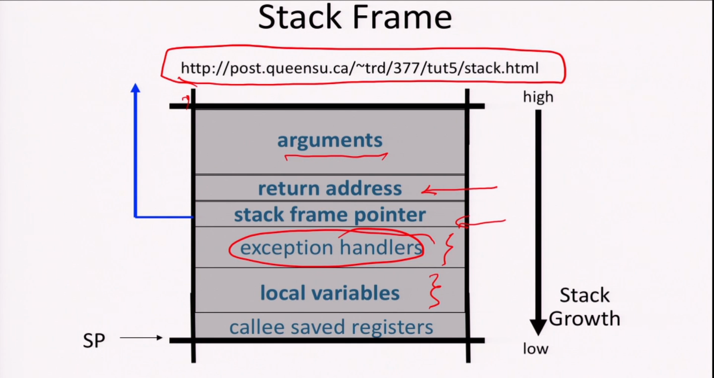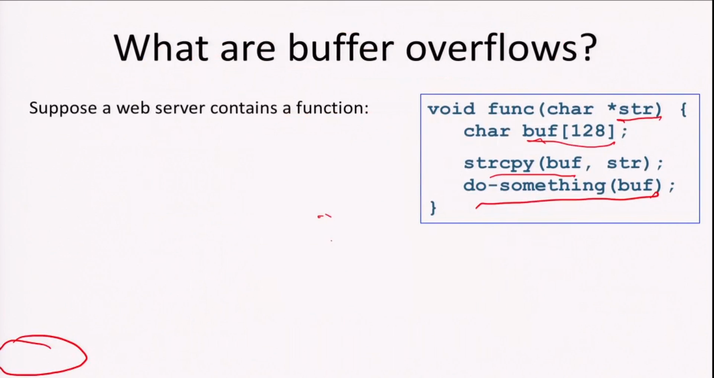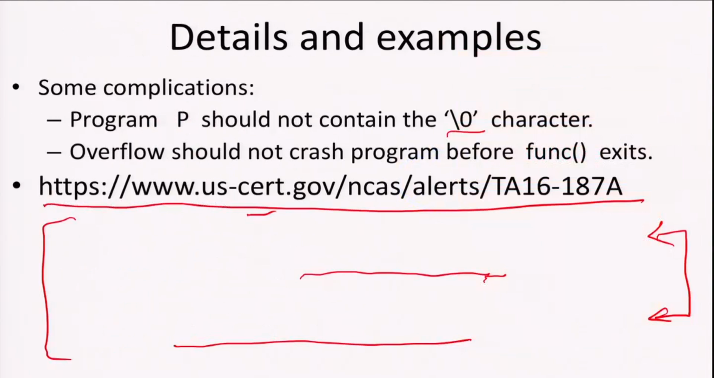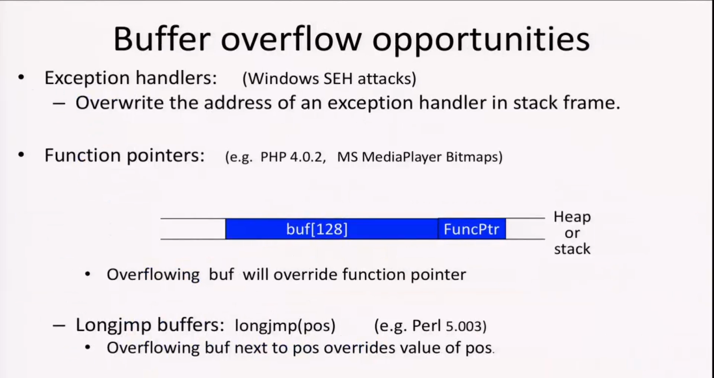exception handlers are also placed in the stack frame. Especially in C++ and other languages, you have exception handlers for various types of exceptions. So what one can do is rewrite the address of the exception handler in the stack frame, and thereby when an exception happens, instead of going to the actual exception routine, it will go to malicious code.